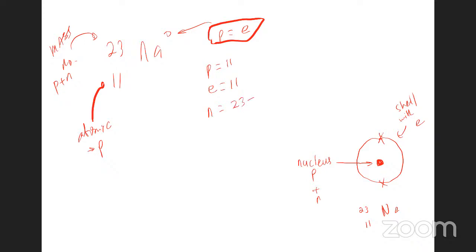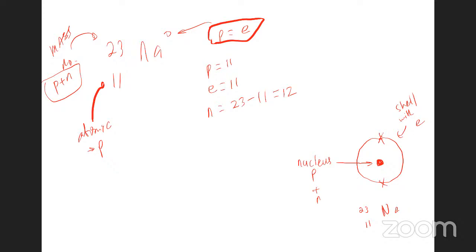Take your mass number and minus your atomic number, which is protons plus the neutrons. And the electrons are always equal to the protons. Right? How are we drawing this?